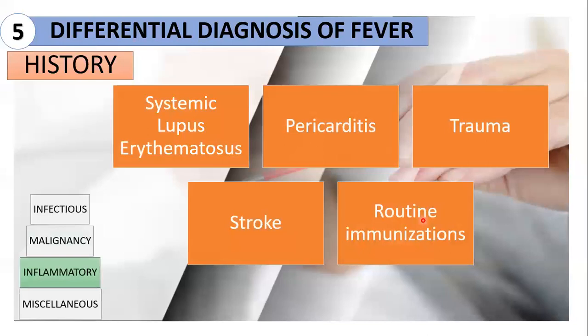Next, we have inflammatory. Inflammatory processes such as pericarditis, trauma, stroke, and routine immunizations induce the production of interleukin-1, tumor necrosis factor, and/or interleukin-6. Could be individual or in combination. These cytokines trigger the hypothalamus to raise the set point to febrile levels. And among it all, an autoimmune disease, systemic lupus erythematosus, is also most commonly associated with fever.